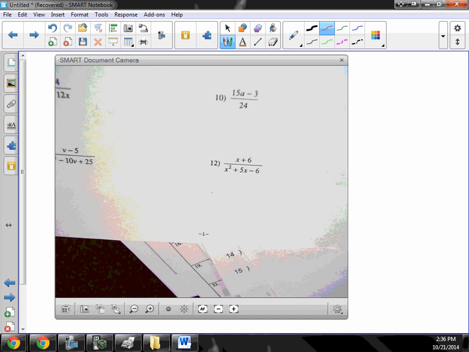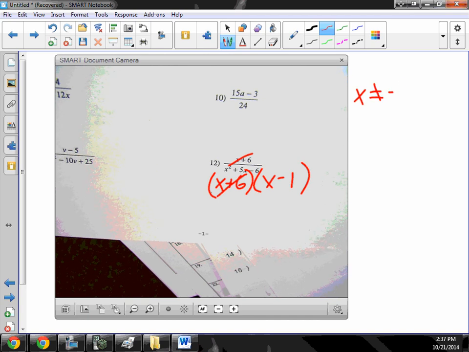Okay, look at number 12. So 12, we get x plus 6 times x minus 1. The x plus 6's cancel. Where are my discontinuities? X is not allowed to be negative 6 or 1. Okay? Negative 6 is what structure? It canceled, so it's a hole, and 1 is an asymptote.